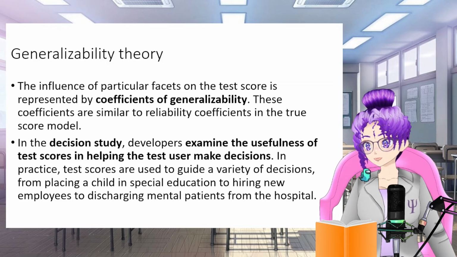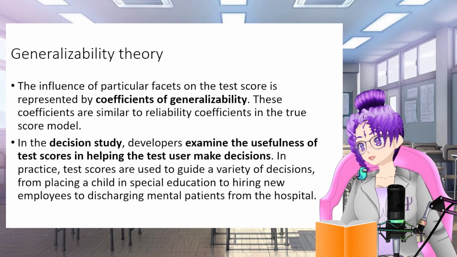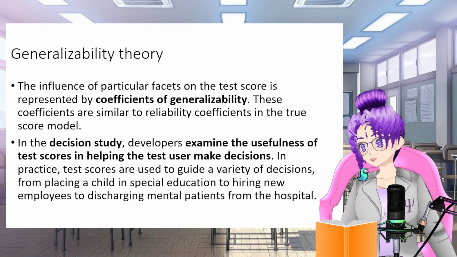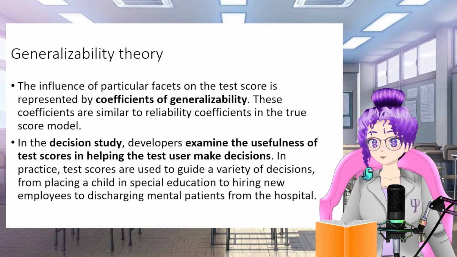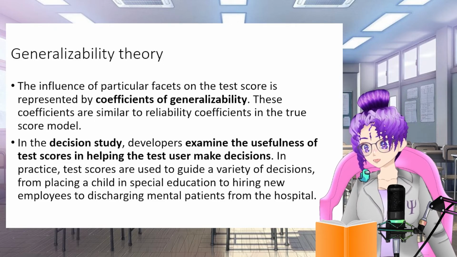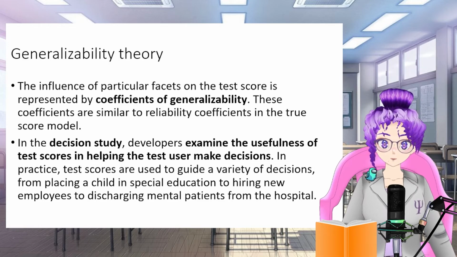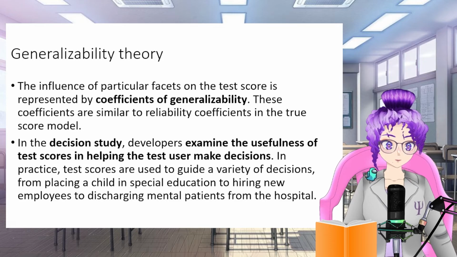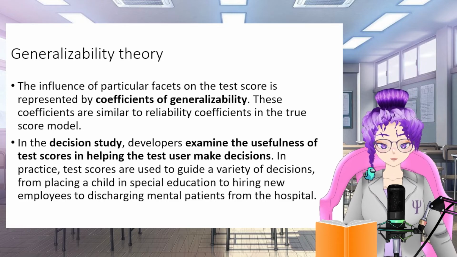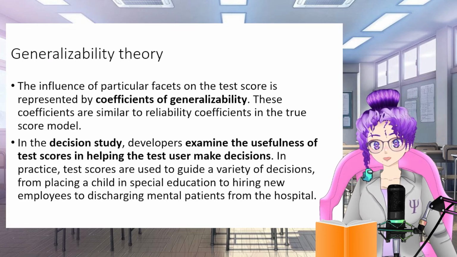In the decision study, developers examine the usefulness of test scores in helping test users make decisions. In practice, test scores are used to guide a variety of decisions, from placing a child in special education to hiring new employees to discharging mental patients from the hospital. So generalizability theory is also applicable when you want to measure the utility or usefulness of a certain test.